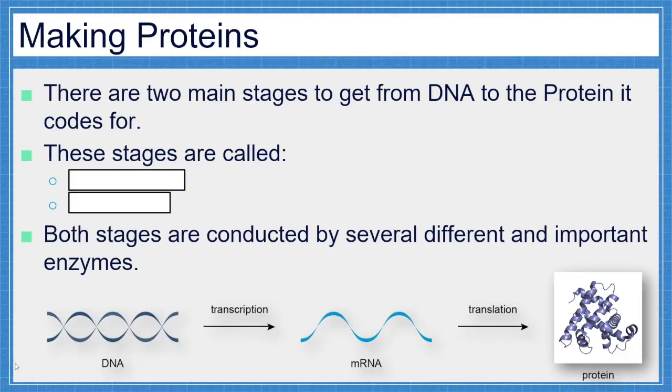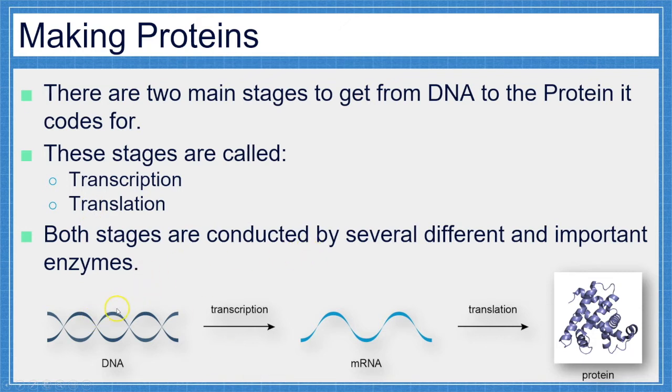So let's talk about how we actually get to making a protein. Now I mentioned before that there were two main stages to get from DNA to protein. Those stages were called transcription and translation. Now there are certain enzymes that are involved here, and they're really important. They do the job of reading the DNA and making the copy, and then they'll read the copy, and then they'll deliver the different components of the protein to be constructed. So there are some really important enzymes at play here, but generally this is the process we're talking about.